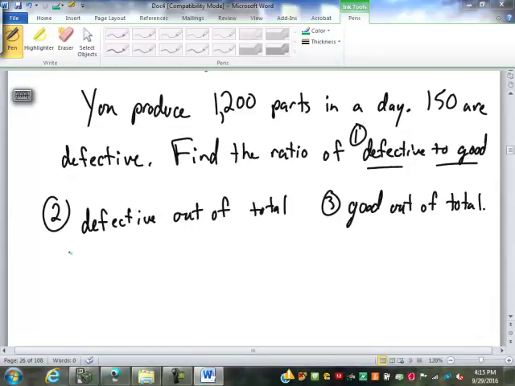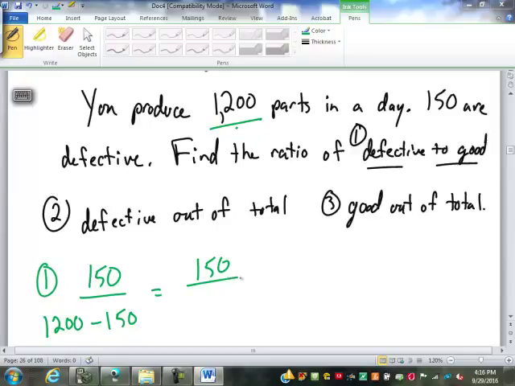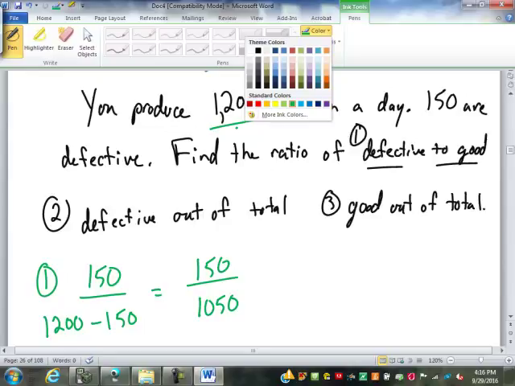So for the first one, defective to good. How many defective parts are there? 150. How many good parts are there? It's not 1,200, is it? 1,200 is the total. So how do we find the good? 1,200 minus 150. So that's going to be 150 over 1,050. Now, of course, we're going to reduce that.